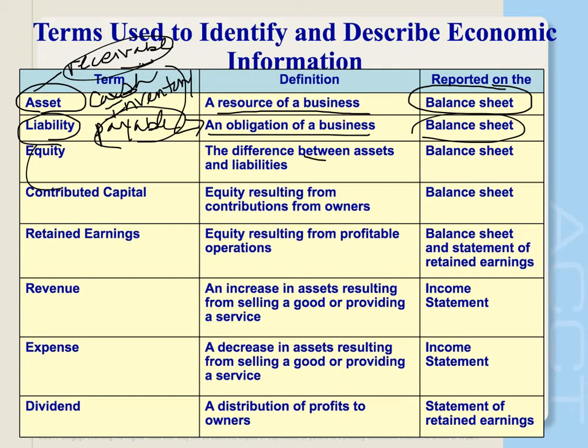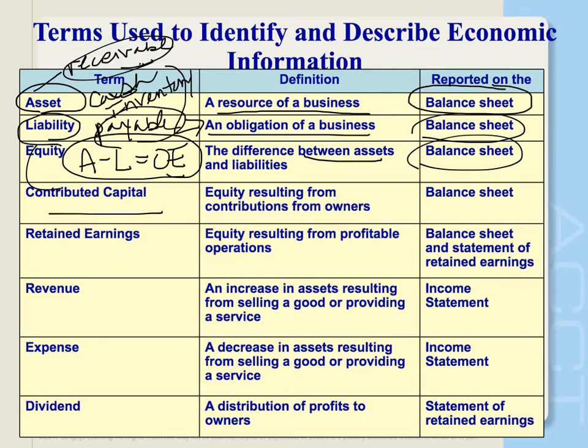Our third term used to identify economic information is equity. Basically, equity is the difference between assets and liabilities. So effectively, assets minus liabilities equals owner's equity. Better known, as you'll see further along, as the accounting equation. And equity is found on the balance sheet. You can go down here under equity and see that we have common stock, dividends, contributed capital, retained earnings. Those are categories of equity that you'll get more familiar with as we move forward.